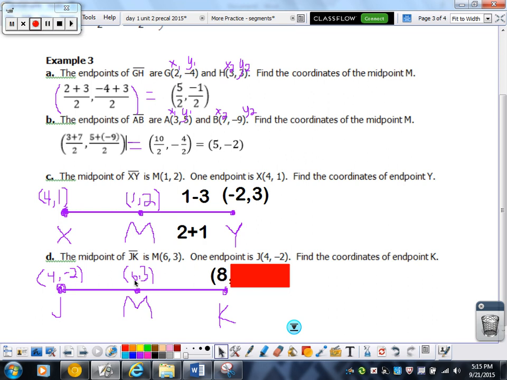giving me my new x coordinate of 8. Now when I'm looking for my y coordinate, I went from negative 2 to 3. So that means I added 5 to get from negative 2 all the way up to 3. So I'm going to add 5 again to 3. 5 plus 3 gives me 8.